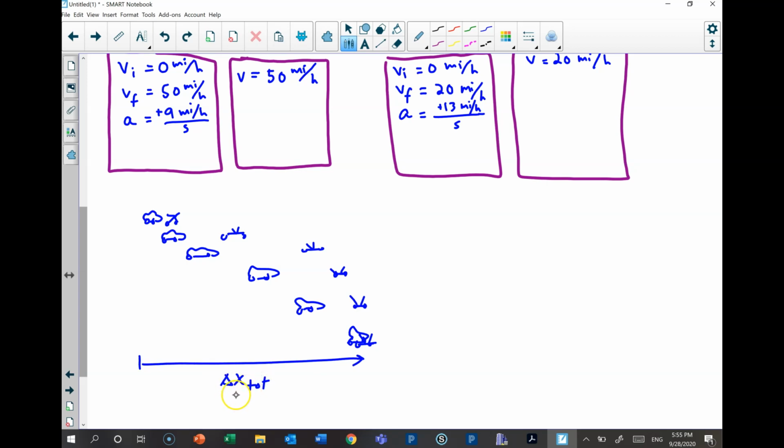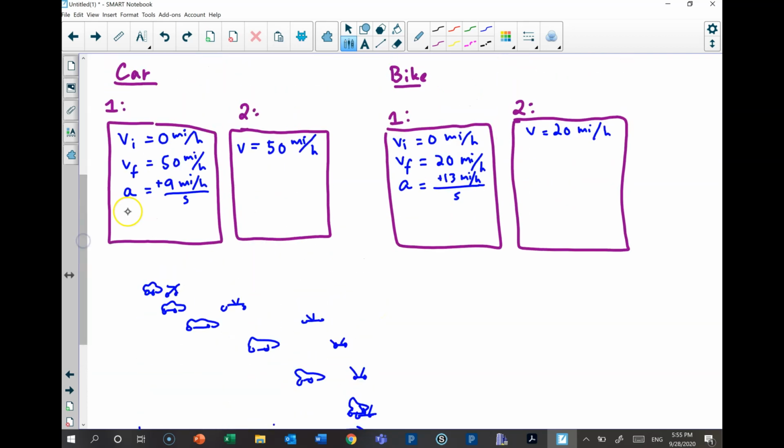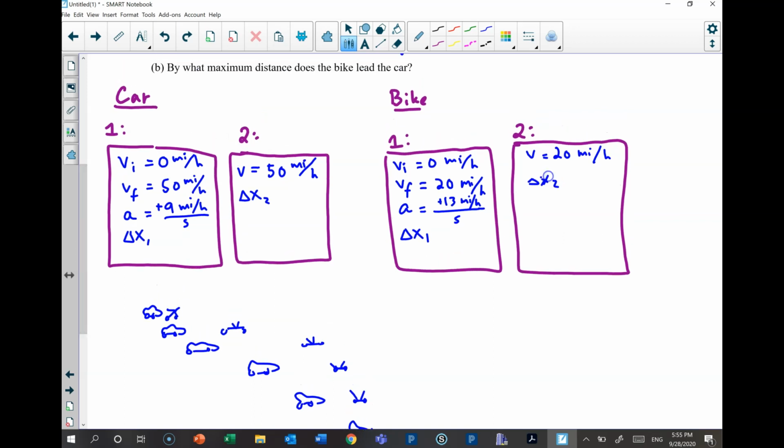That means, remember, if we add the displacement in the first segment and the second, they will add to be the same for both vehicles. So let's add displacement to our list. There's a first displacement for each object. There is a second displacement for each object. And if we knew delta x1 and delta x2, we could add them. For the car, the sum is equal to that of the bike.